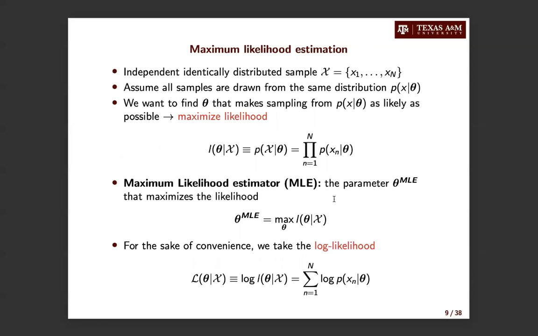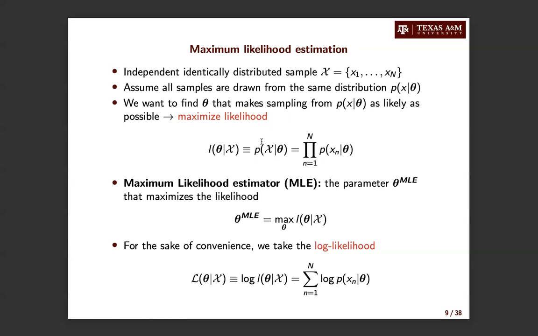So the general way to describe the maximum likelihood estimation, assuming that we have a set of independent and identically distributed samples, and assuming that all our samples are drawn from the same distribution with parameters theta, this distribution can be a Gaussian distribution, but can be any other type of distribution with any other set of parameters theta.